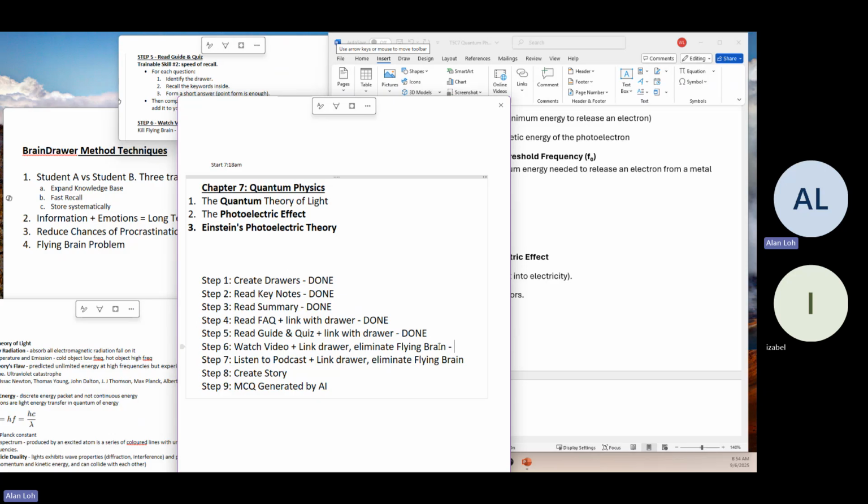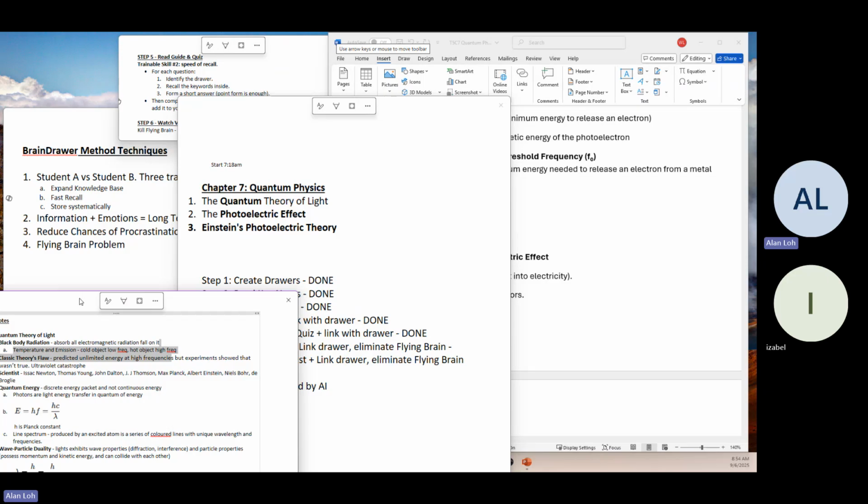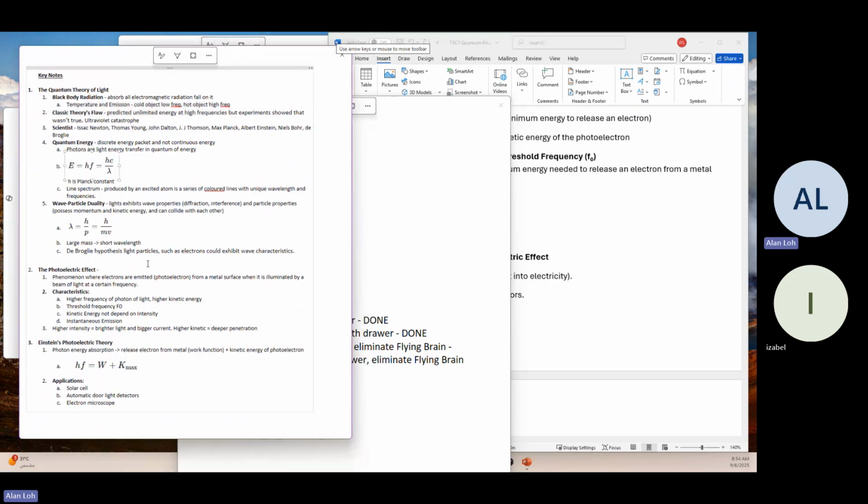Now, we started at 7:18, and now it's less than 2 hours, slightly more than 1.5 hours. Do you think that you can understand quantum physics now? If somebody asks you to explain in a very short, right? So let's do a comparison.